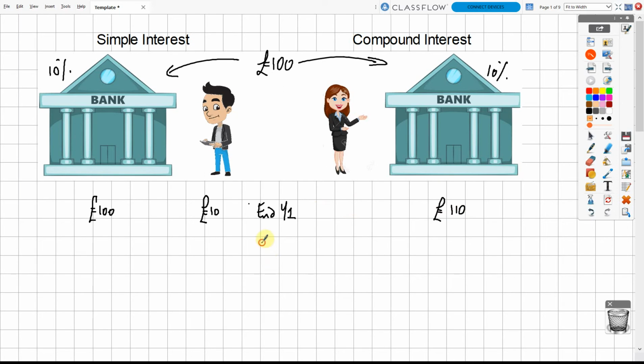We move on to the end of year two. Now, he's got £100 in the bank and he gets 10% of that as interest. So he gets £10. So he still has £100 in the bank, but he's now got £20 in his pocket. He's now totaling £120 instead of £110.